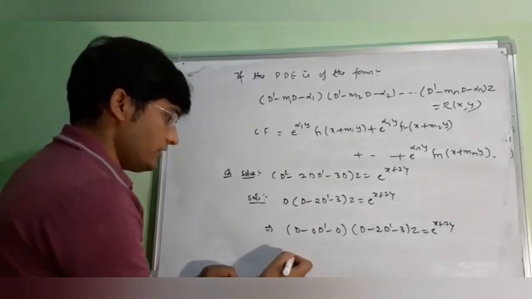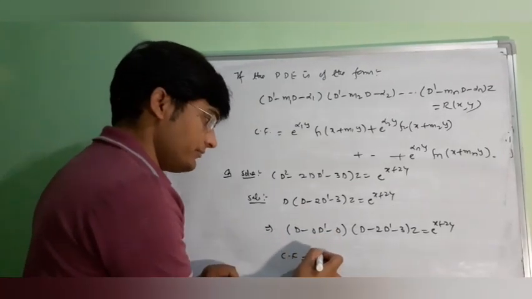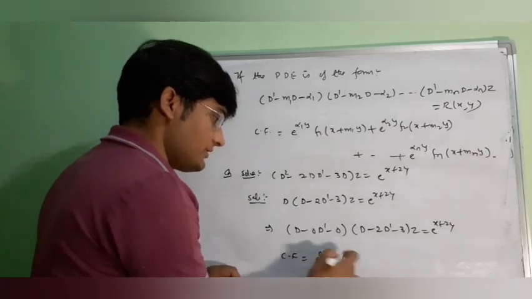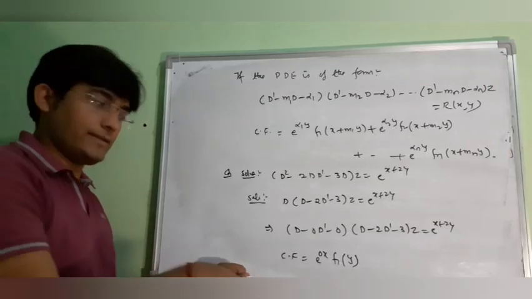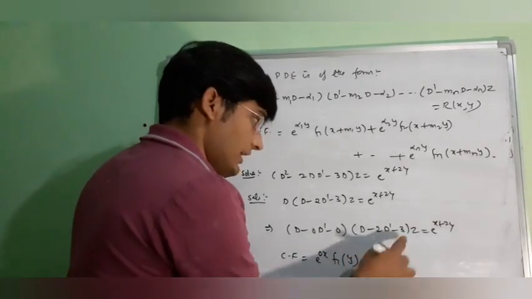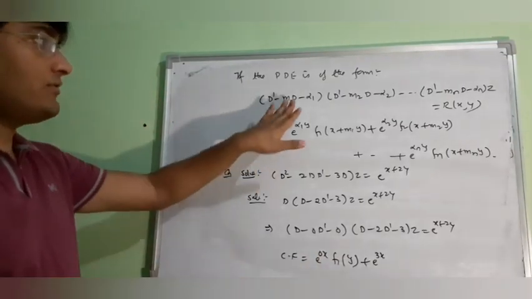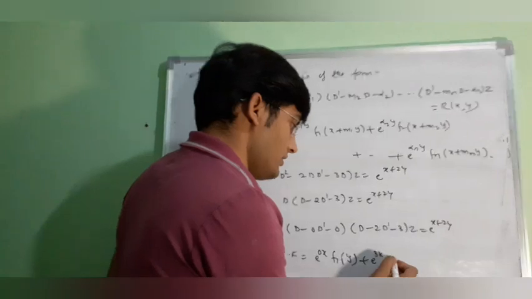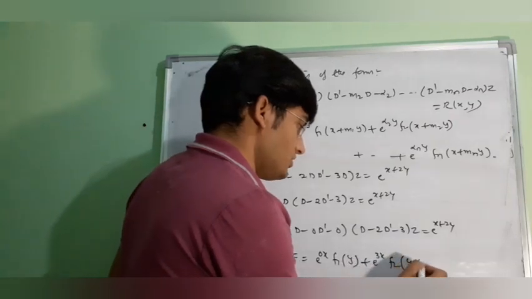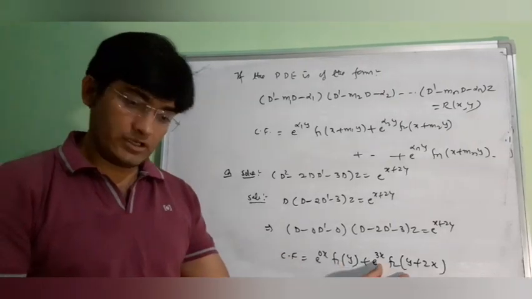So your CF will be e power alpha is 0, f1 y plus mx, m is 0, so this will be e power 0x f1 y plus 0x. Then e power alpha x, that means 3, d minus m d dash minus alpha. So here you can see that our alpha is 3, so this will be e power 3x f2 y plus mx, m is 2. So this will be our complementary function.